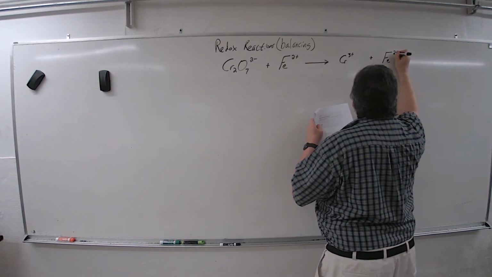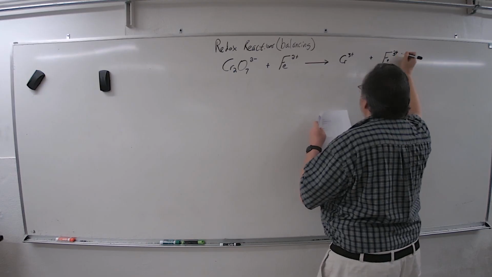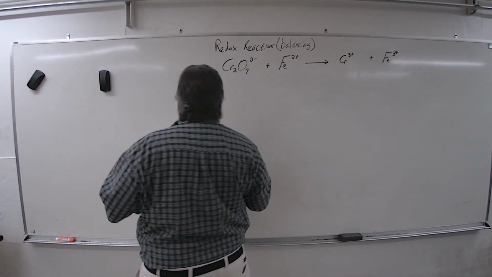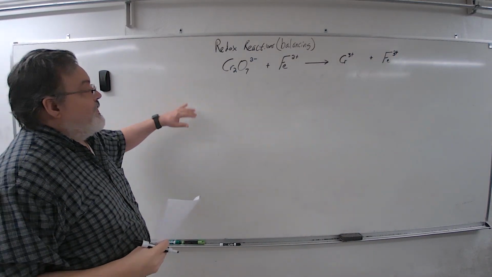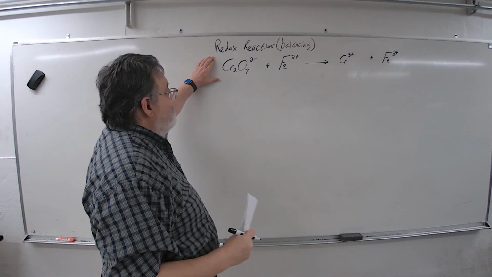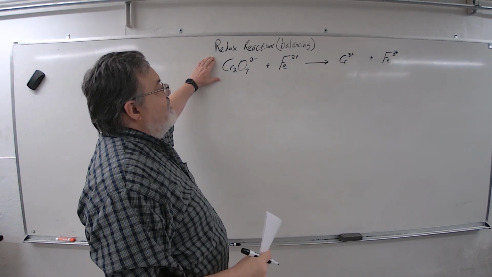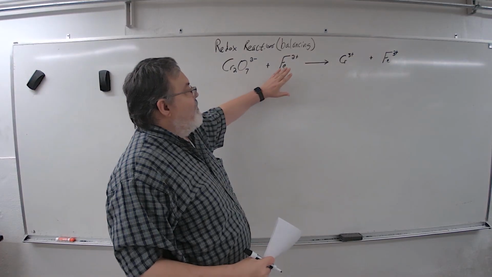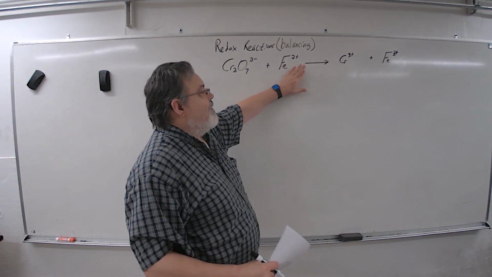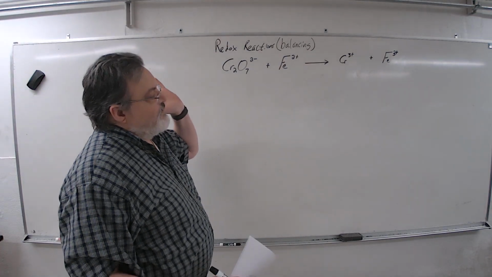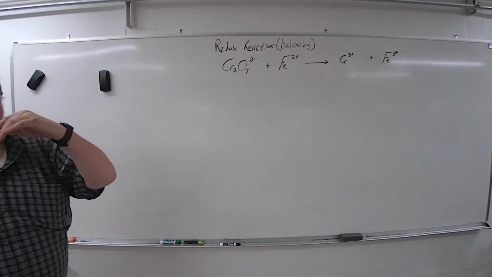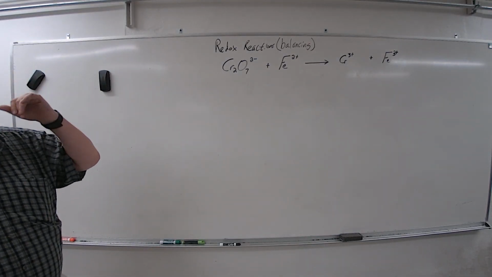This is 3 plus. And this is without their counter ions. I could put K2Cr2O7, that would balance. I could put OH or something here. But this is sort of like a skeletal description of the reaction, the backbone of the reaction.